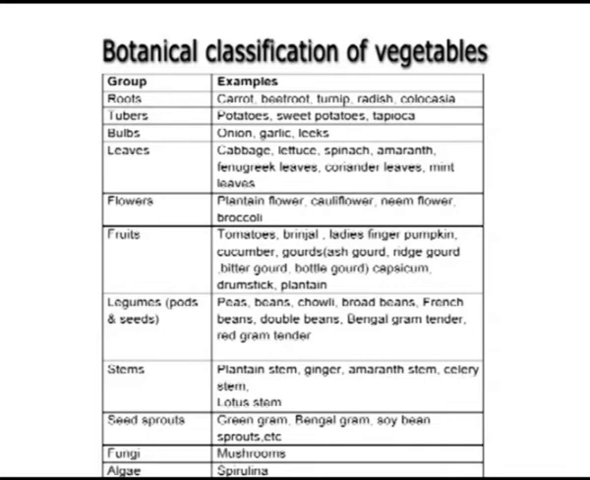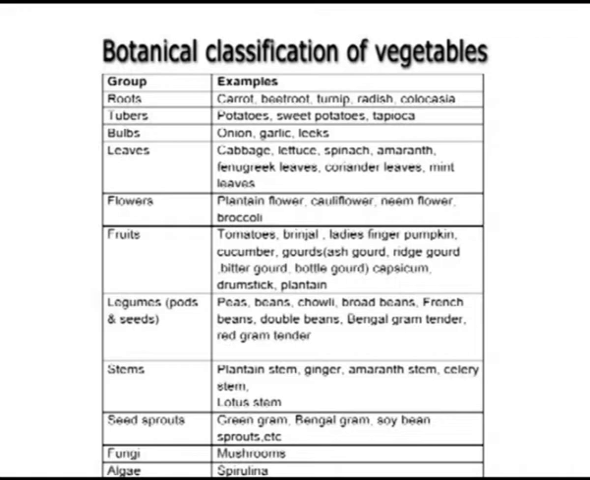Now, tubers: potatoes, sweet potatoes and tapioca. Bulbs: onion, garlic. And leaves: cabbage, lettuce, spinach, amaranth, fenugreek leaves, coriander leaves, mint leaves, etc. Now, flowers: in this we have plantain flower, cauliflower, broccoli and the neem flower.